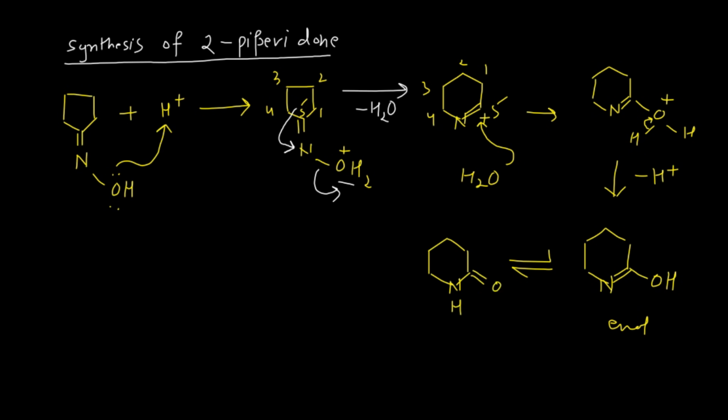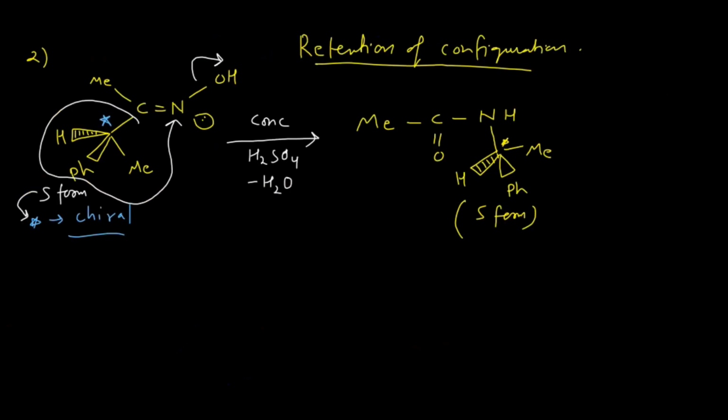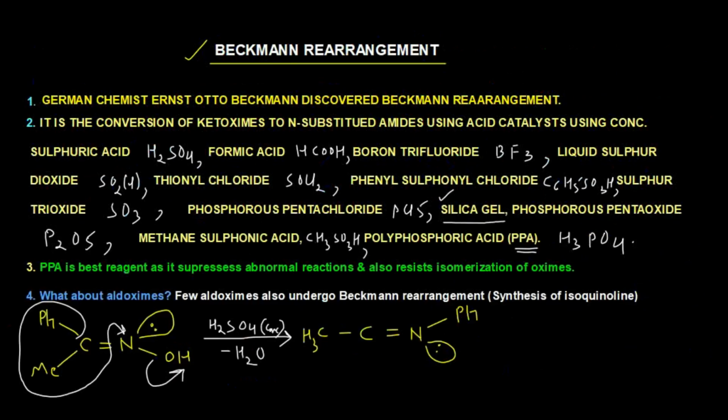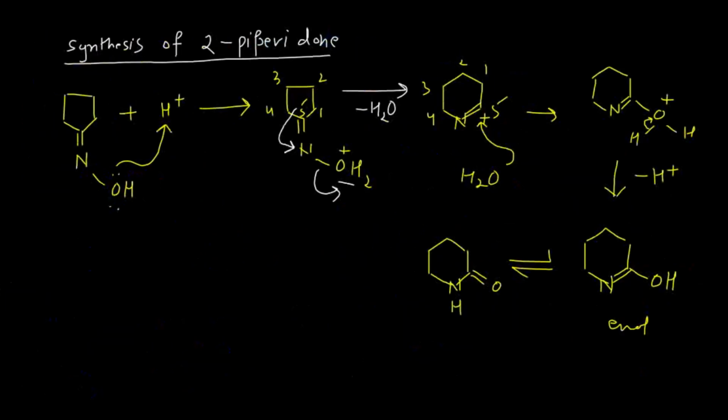Now this is very important. And my last example, where in the first slide, if I go back in this particular slide, I have written what about aldooxime. So I am taking the synthesis of the isoquinoline, to explain the reaction of aldooxime, which undergoes your Beckmann's rearrangement. So I am writing synthesis of isoquinoline.